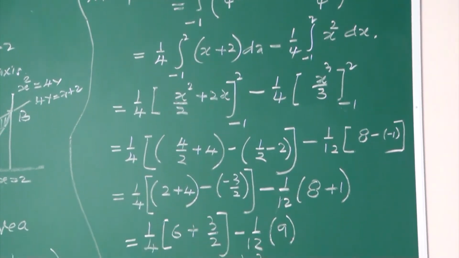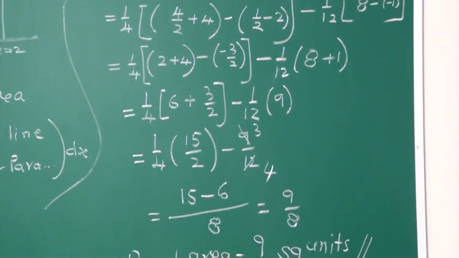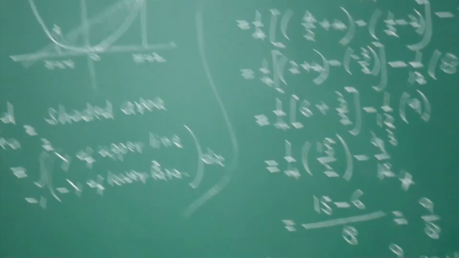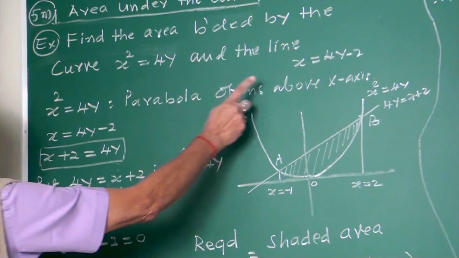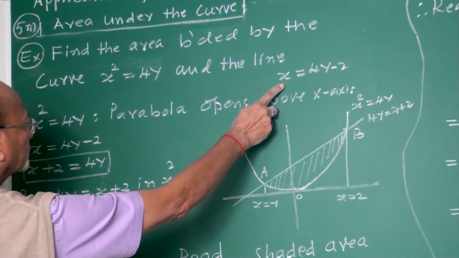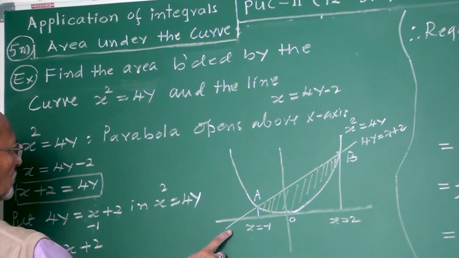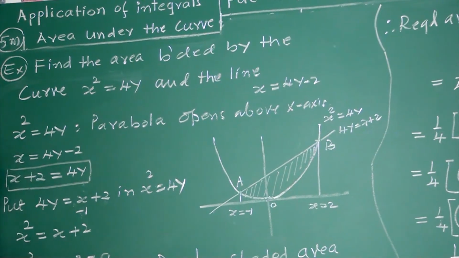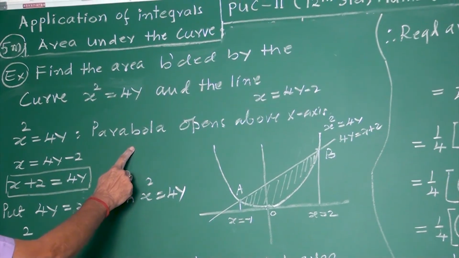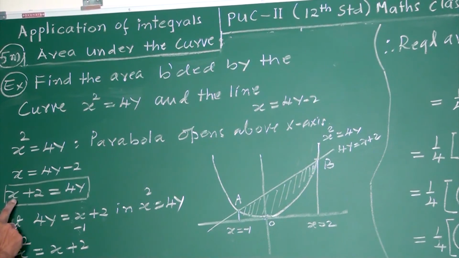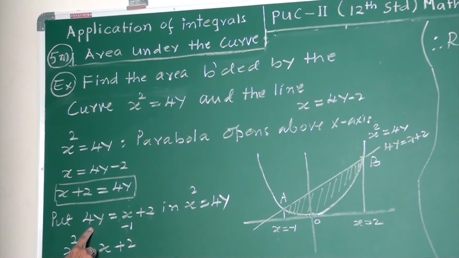Yes, my friends, find the area bounded by the curve. The curve is a parabola which opens above, and it is a line. It does not pass through the origin. Yes, the parabola opens above. Take this side. X plus 2 is 4y. 4y is x plus 2.